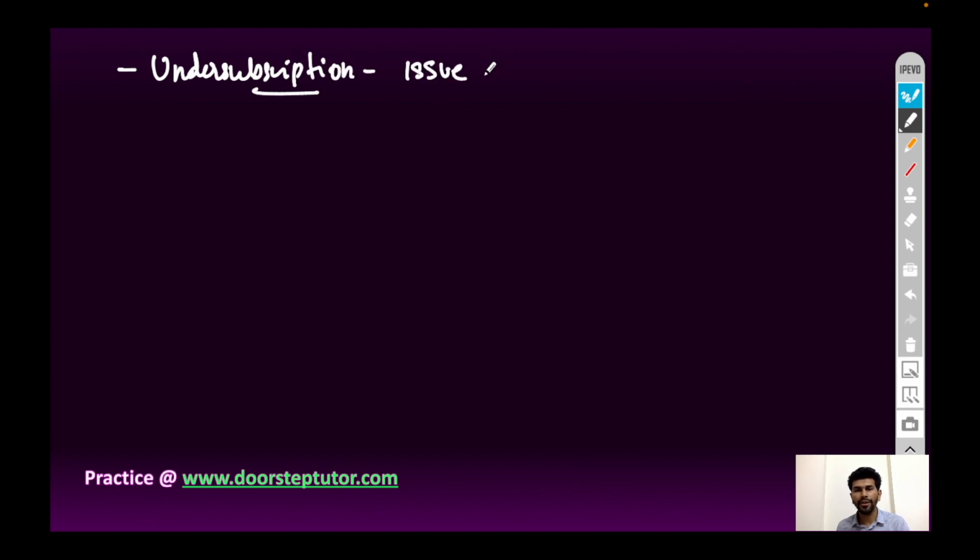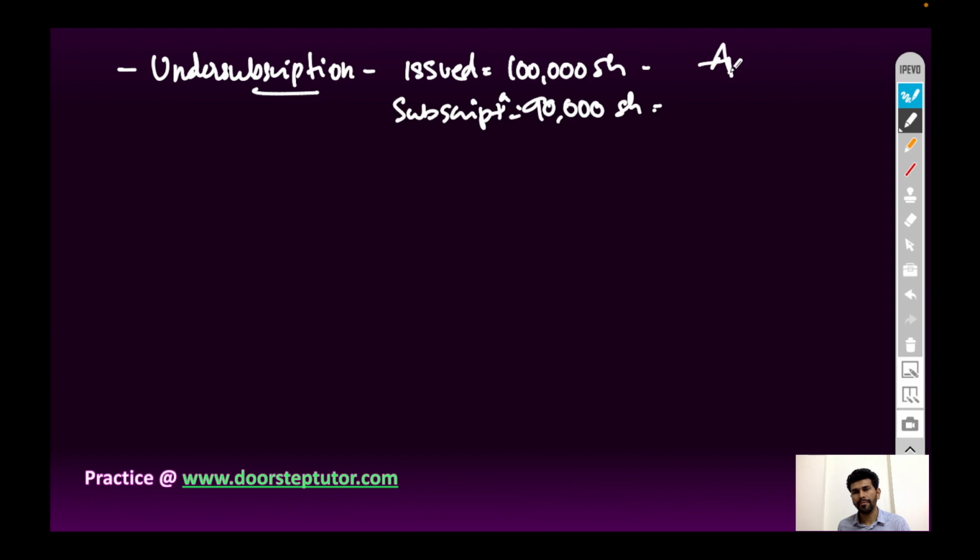If shares are issued for 1 lakh shares and the public have subscribed for 90,000 shares, application money is 3 rupees, allotment money 5 rupees, call money 2 rupees, total 10 rupees is face value.